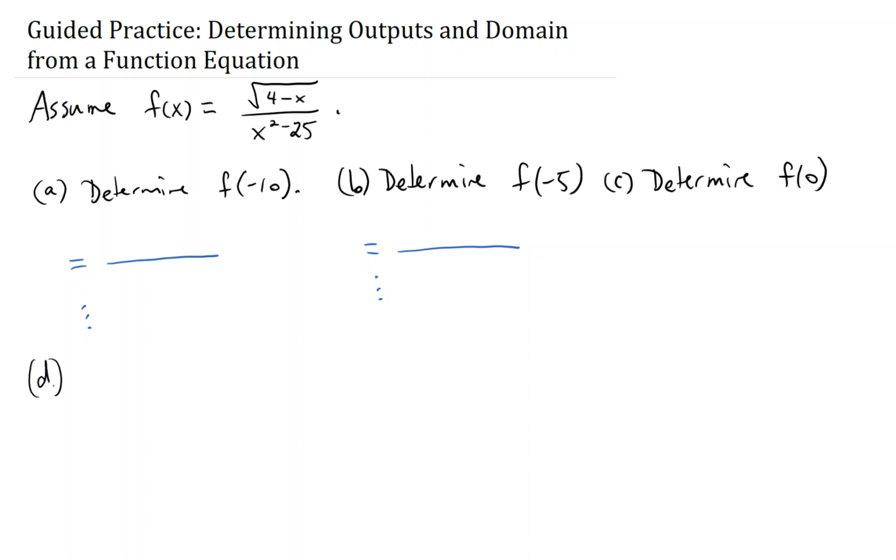Okay, part D, determine f of 3.9, just to see that your inputs do not have to be whole numbers. This time, when you plug it in, I'm not so worried about you simplifying completely, so just see what you get. Pause while you work that out.